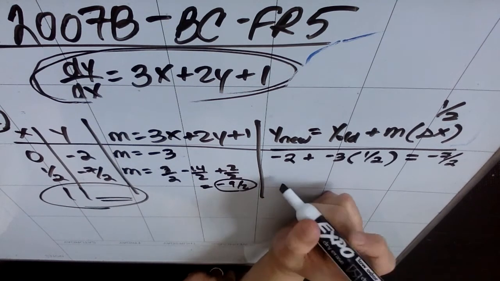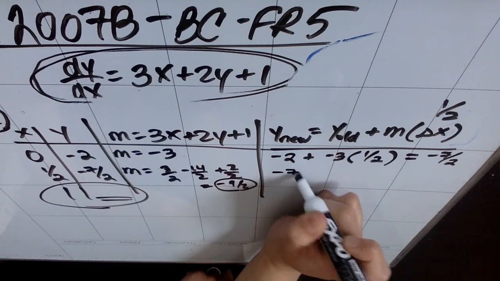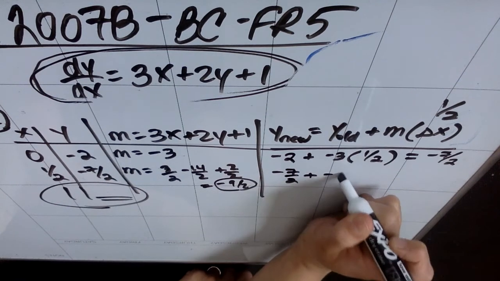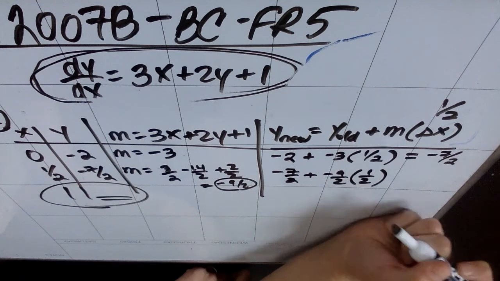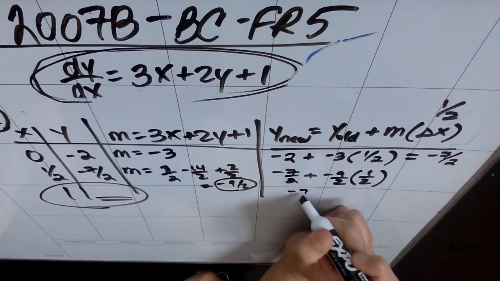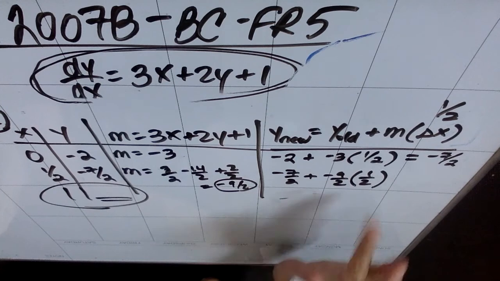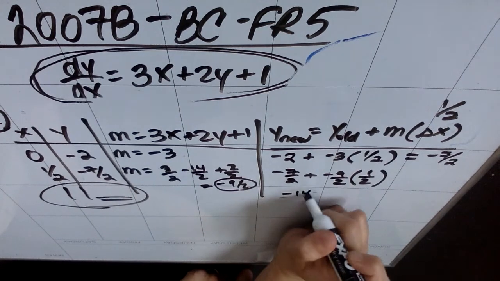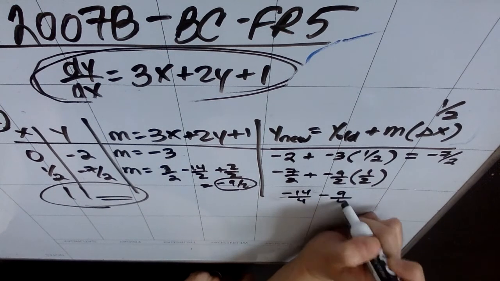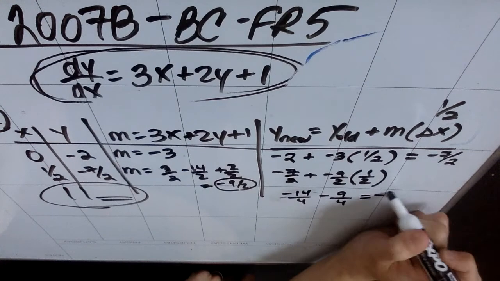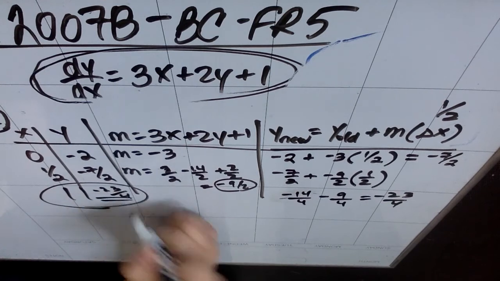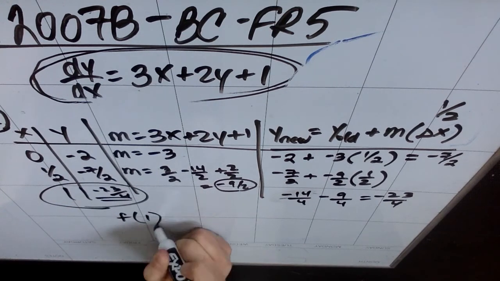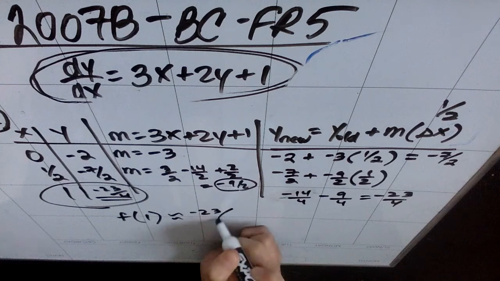Once I know my slope, I use my old y, which was negative 7/2, plus my slope, which was negative 9/2, times my change in x, which is a half, right? So I'm going to go ahead and make this into fourths because I can see this guy's already fourths. So I'm going to make negative 14 fourths minus 9 fourths. So I get negative 23 fourths, and that's my new y. So my answer is that f of 1 is approximately negative 23 fourths.